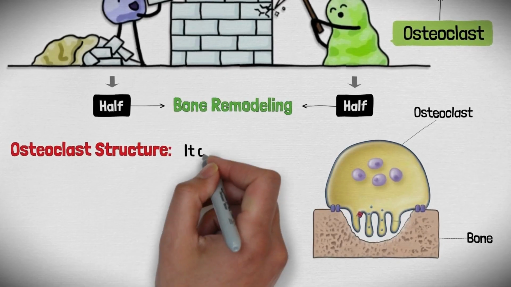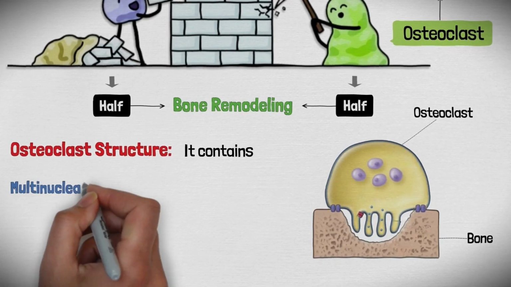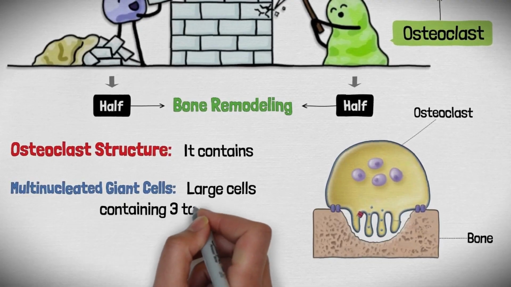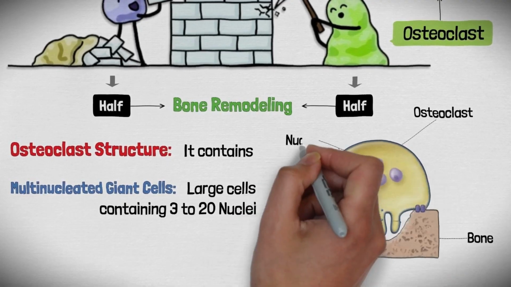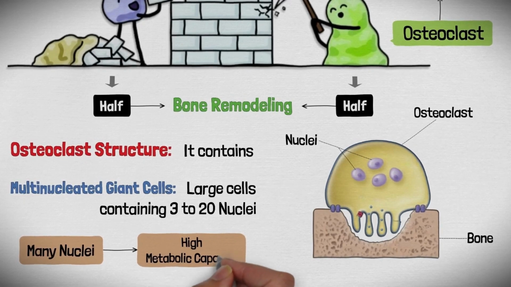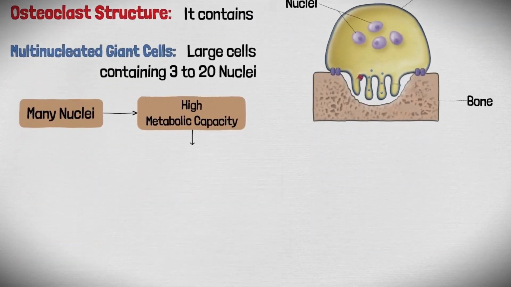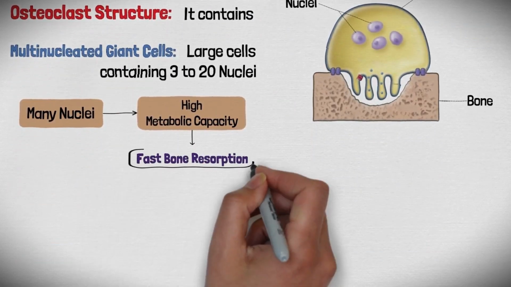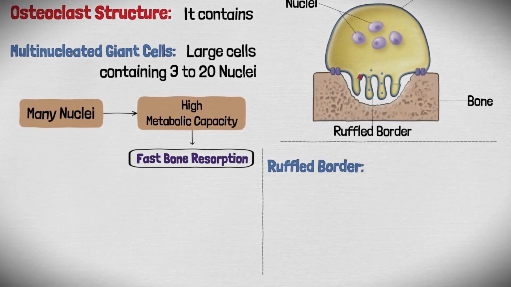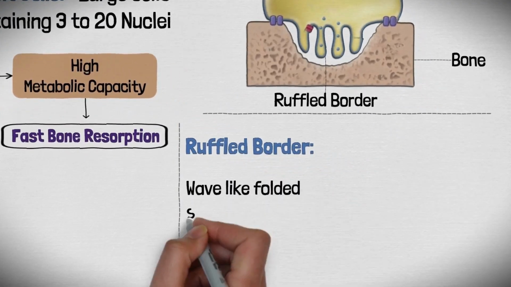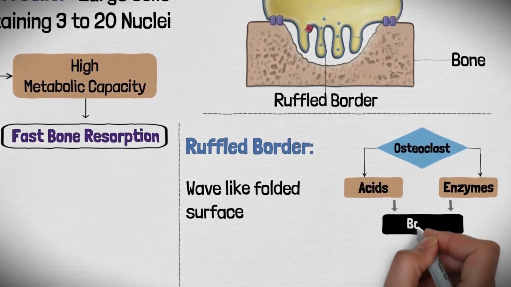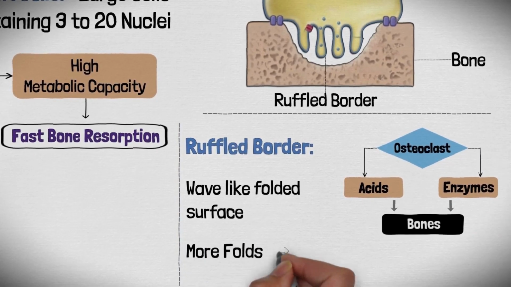Multinucleated giant cells. An osteoclast is a very large cell that typically contains anywhere from 3 to 20 nuclei. The advantage of having more nuclei is that the cell's metabolic capacity becomes very high, which allows bone resorption to occur very rapidly. Ruffled border. This is the most unique part of these cells. This border is a wave-like folded surface from where the osteoclast releases acid and enzymes onto the bone. More folding means more activity, that is, faster resorption.